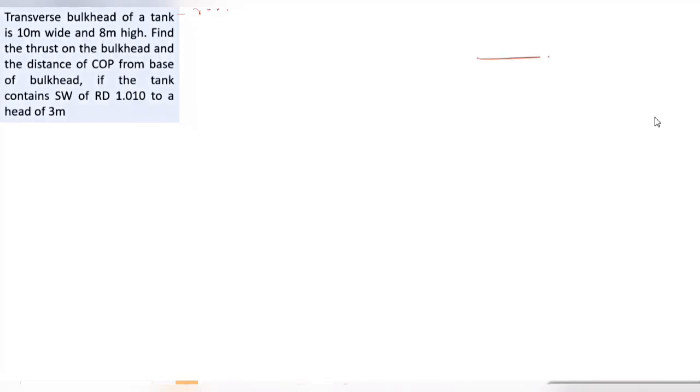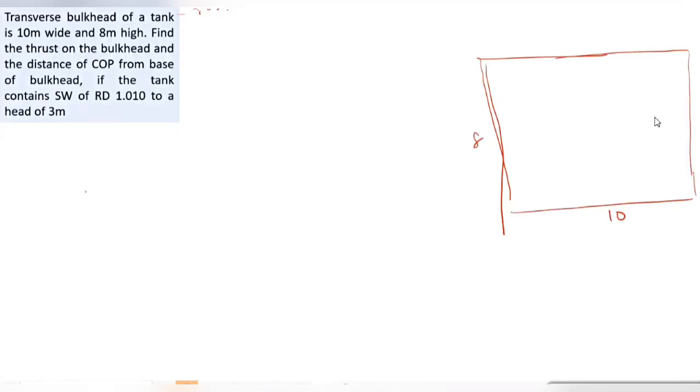And if anybody has any questions, I'll come back to you. Don't worry. So first step is I draw the diagram. It's 10 meters wide, 8 meters high. It contains seawater to a head of 3 meters, means the water is into the sounding pipes and air pipes 3 meters above the top of the tank.